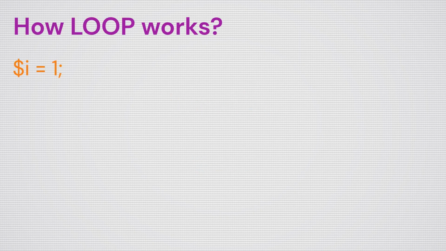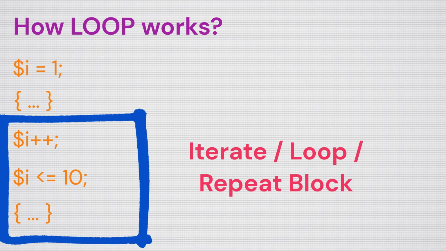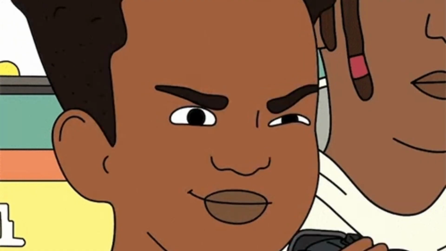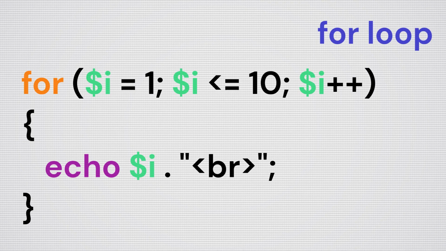Let us tell you how the loop works. First of all, it initializes and executes the code block for the first time. Then it increments the value of the counter variable. After that, it checks whether the condition is met. If the return value of the condition is true, then it executes the code block a second time. This process repeats until the condition returns false. Let's see it in action and start with the for loop.